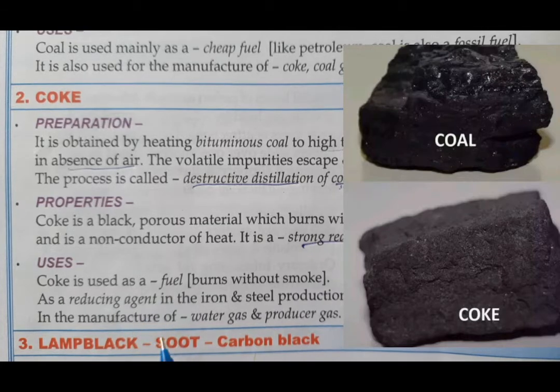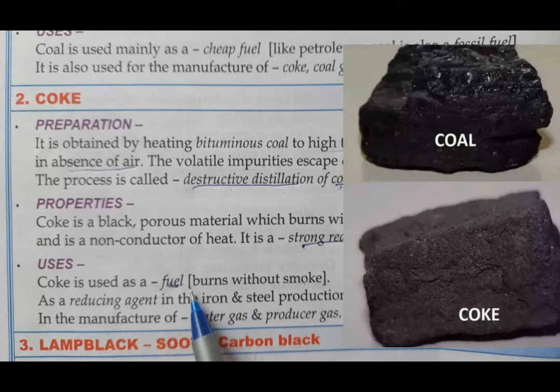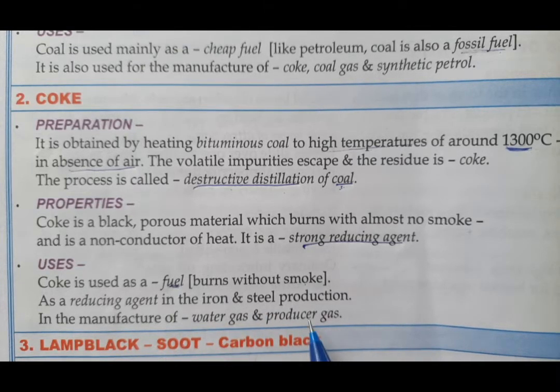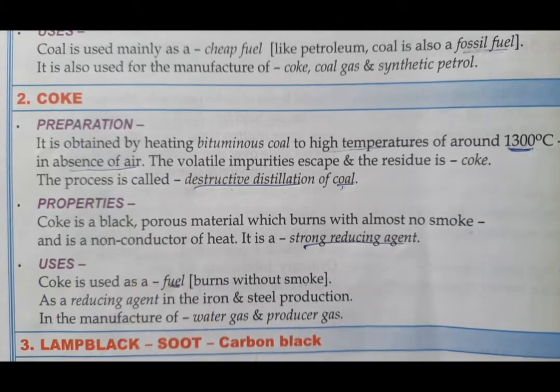It is used as a reducing agent, and not only that, what is it also used as? Fuel which burns without any smoke. It is used as fuel which burns without any smoke, and as a reducing agent in iron and steel production, and in the manufacture of water gas and producer gas. So which allotrope of carbon is used in the manufacture of water gas and producer gas? The answer is coke, students.